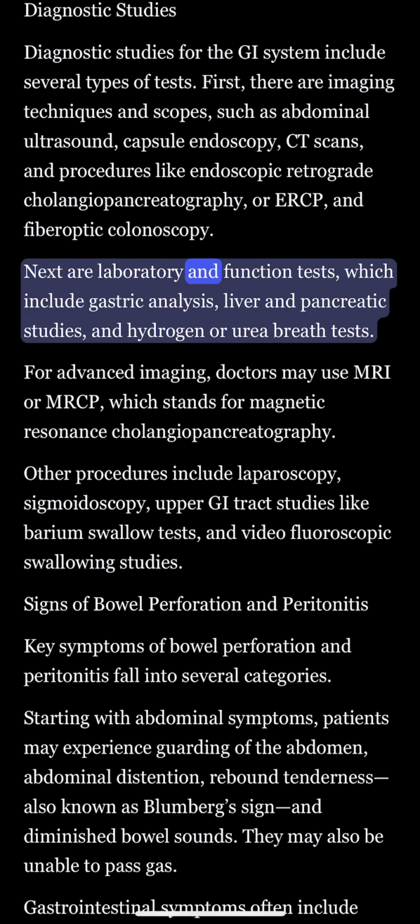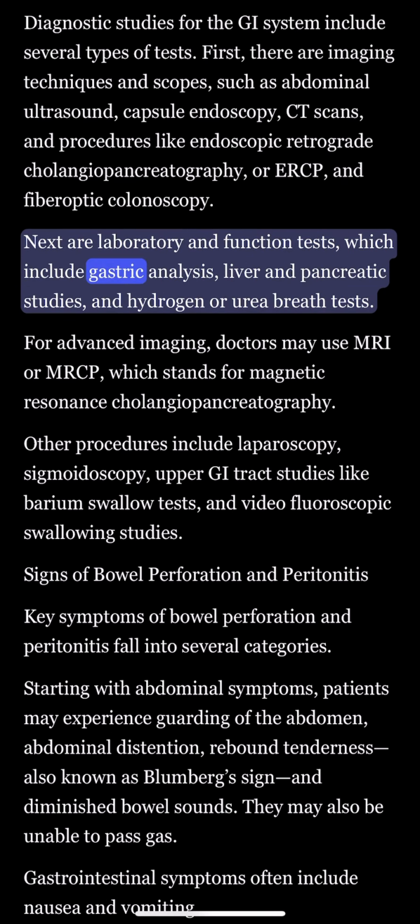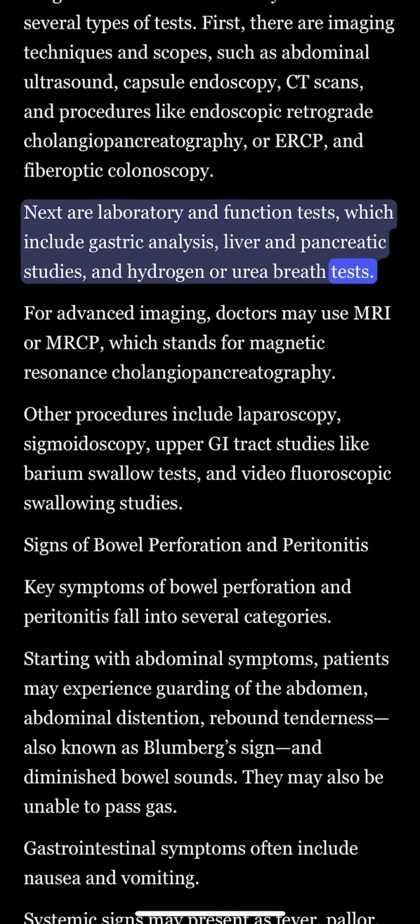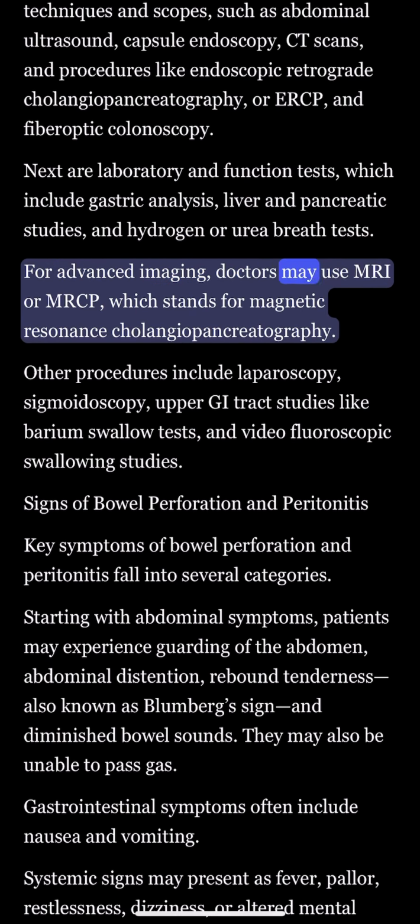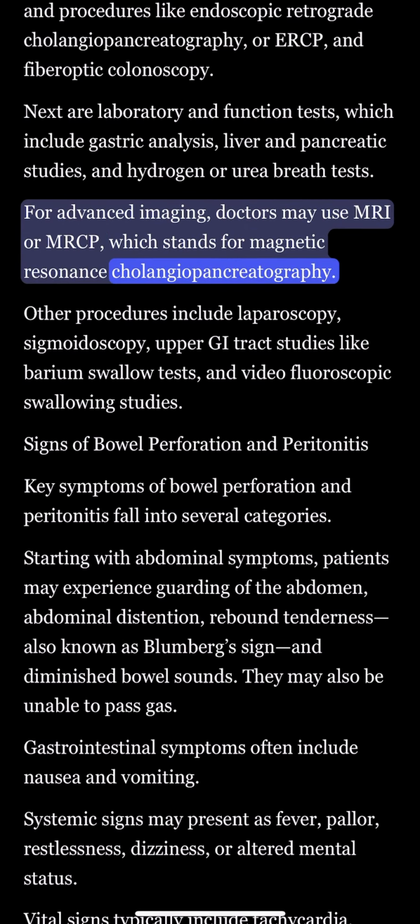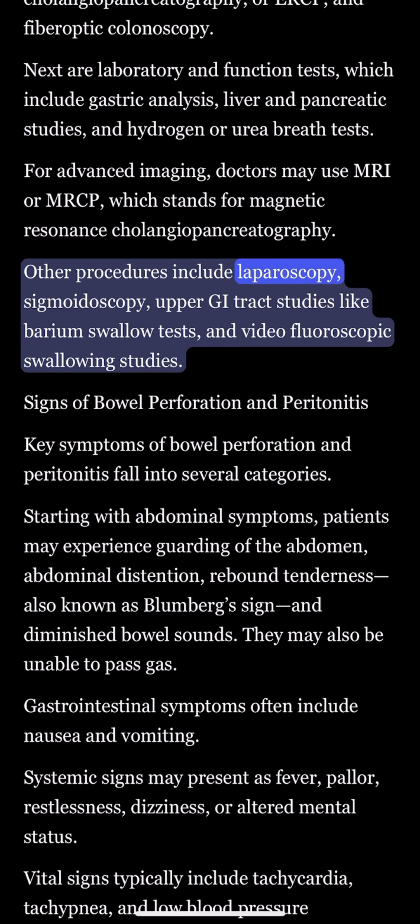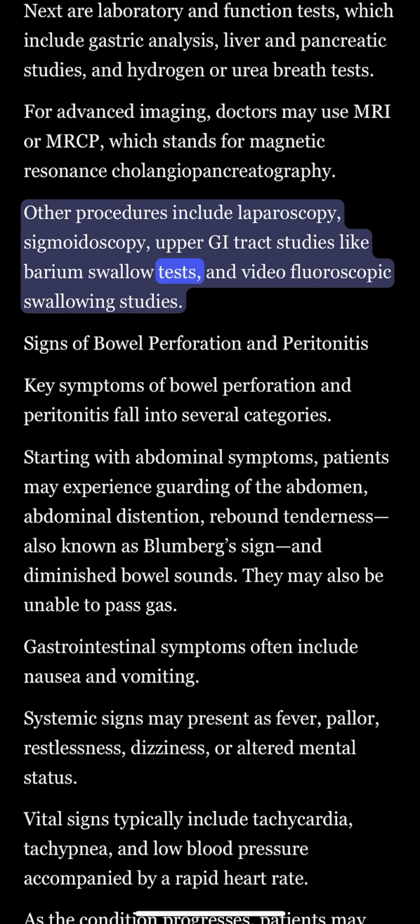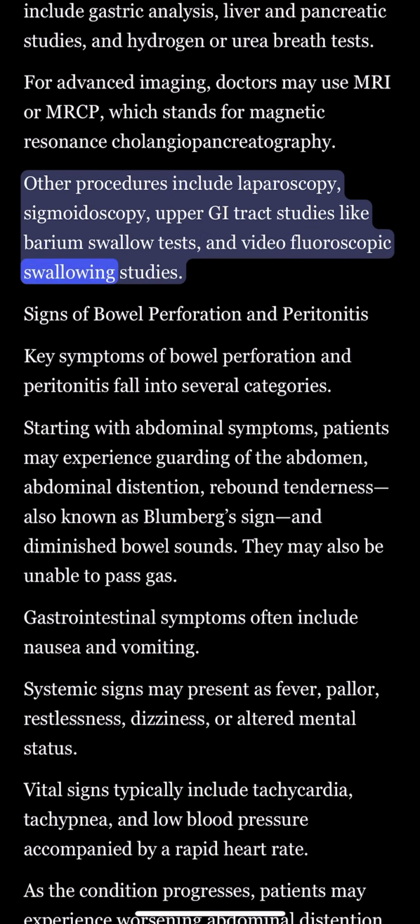Next are laboratory and function tests, which include gastric analysis, liver and pancreatic studies, and hydrogen or urea breath tests. For advanced imaging, doctors may use MRI or MRCP, which stands for magnetic resonance cholangiopancreatography. Other procedures include laparoscopy, sigmoidoscopy, upper GI tract studies like barium swallow tests, and video fluoroscopic swallowing studies.